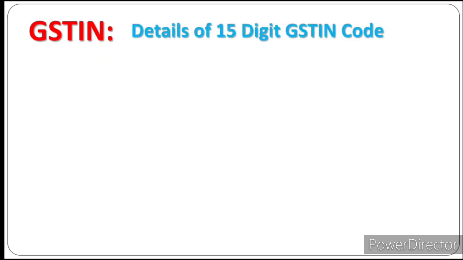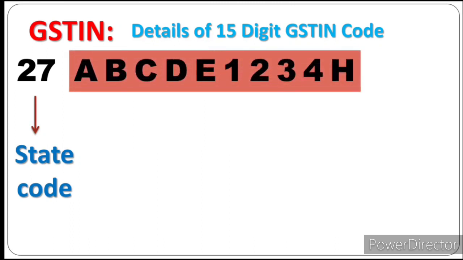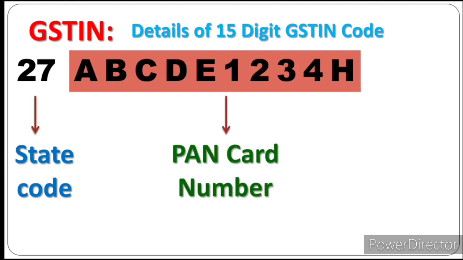Details of the 15 digits in the GST identification code. The first 2 digits are the state code; the state code of Maharashtra is 27. So we can understand under which state a particular identification number is registered. Different states have different state codes. The next 10 digits are the PAN card number of that particular dealer. So 2 plus 10 is 12. Your 13th digit is a number which shows the registration count of the GST identification number.